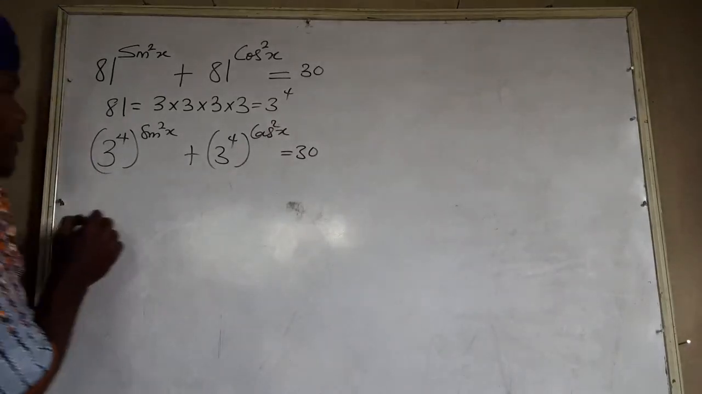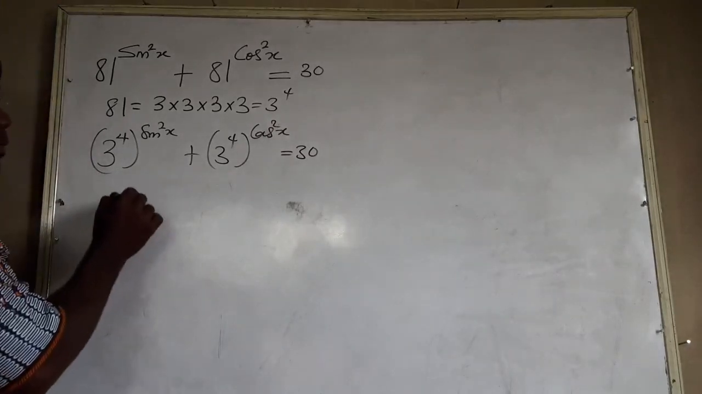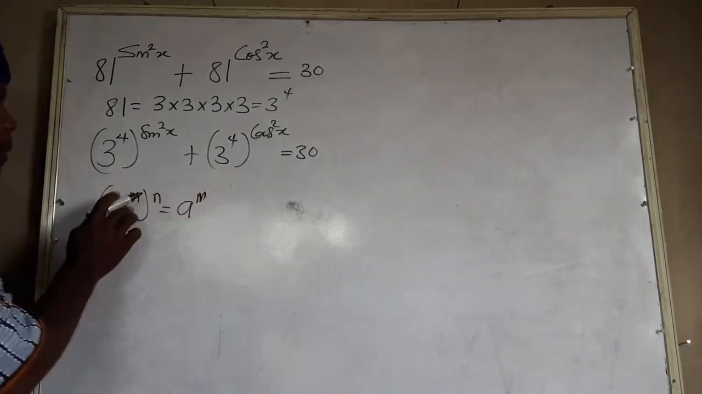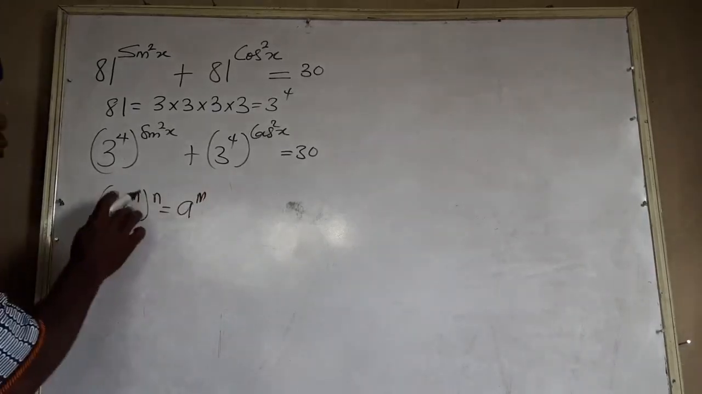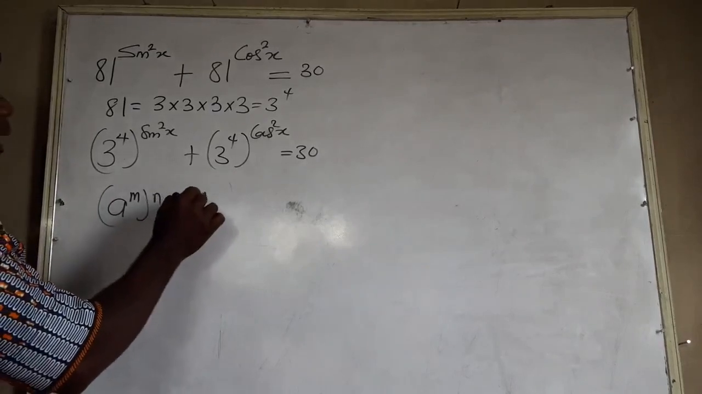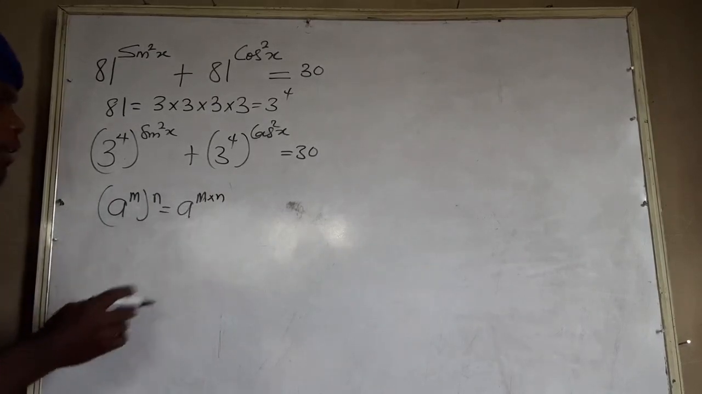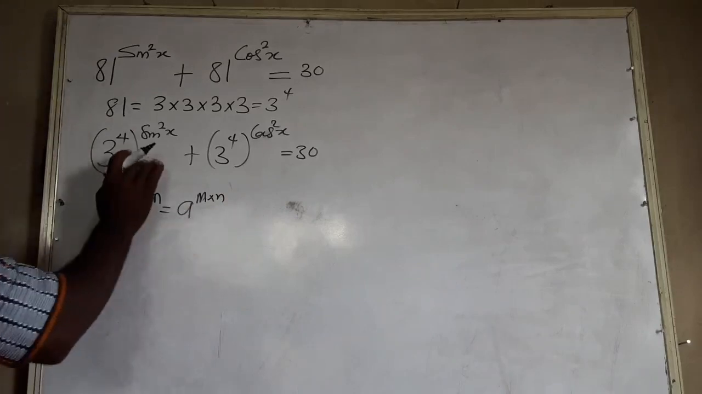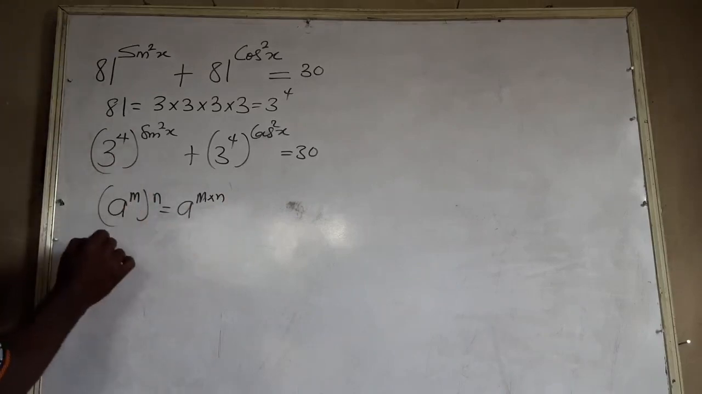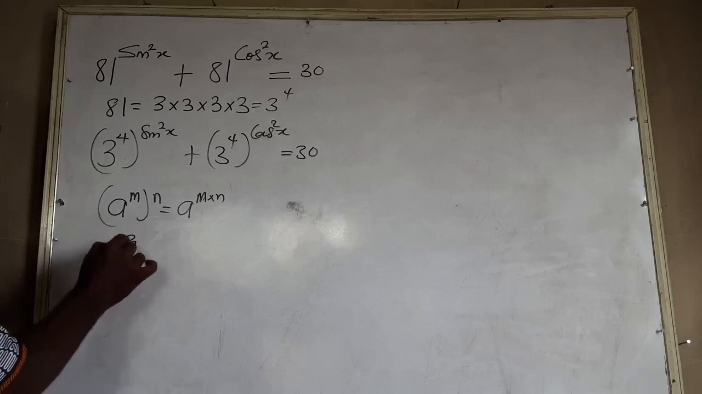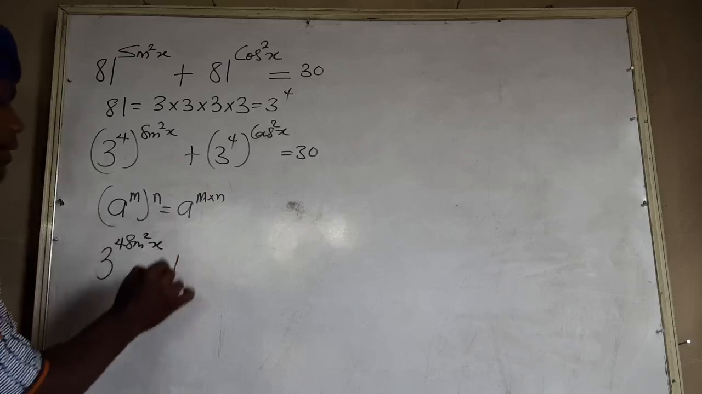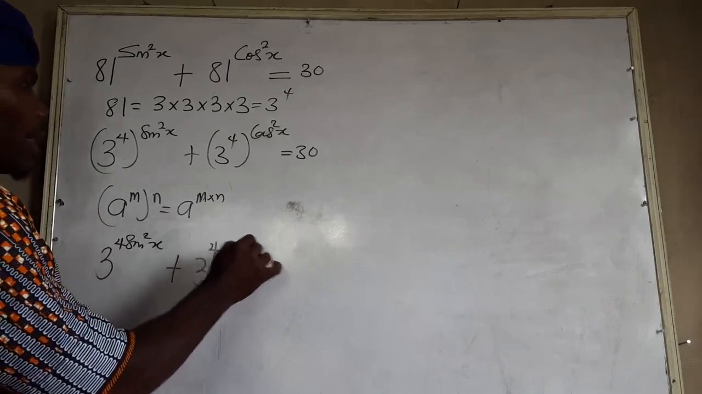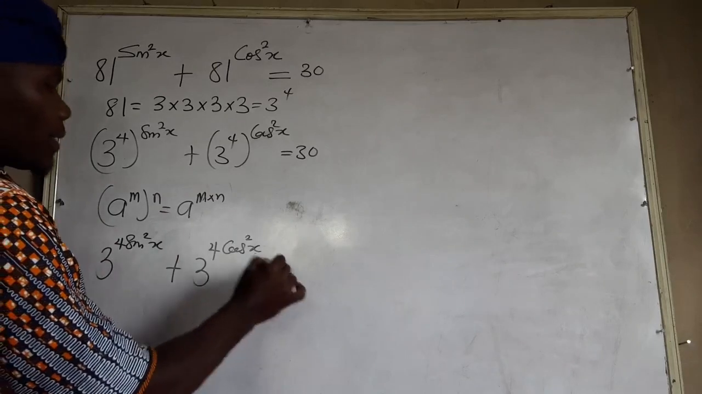But there is a power rule. The power rule lets us know that a raised to power m, raised to power n, can be a raised to power m times n. That is the power rule. So let's apply the power rule to this equation. We have 3 to the power 4 sine square x plus 3 to the power 4 cos square x is equal to 30.